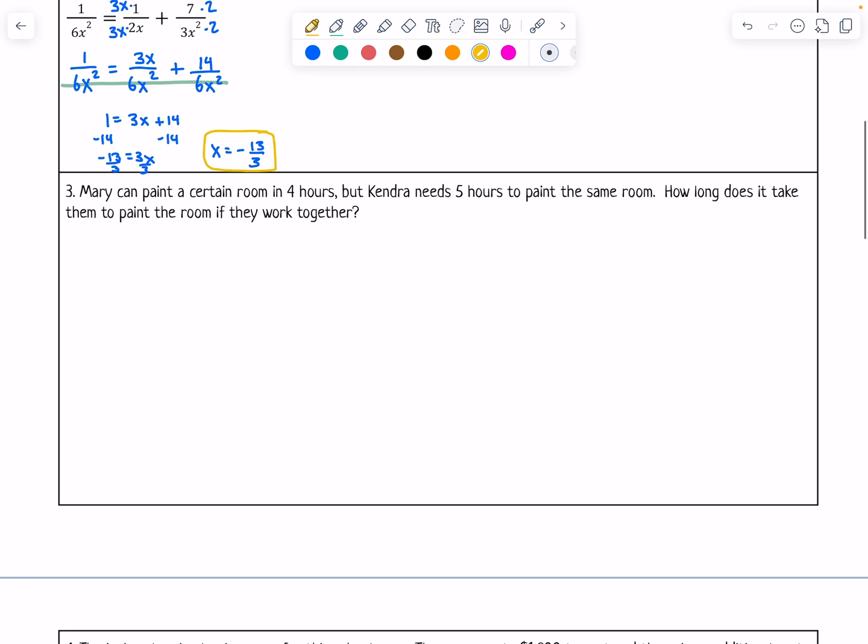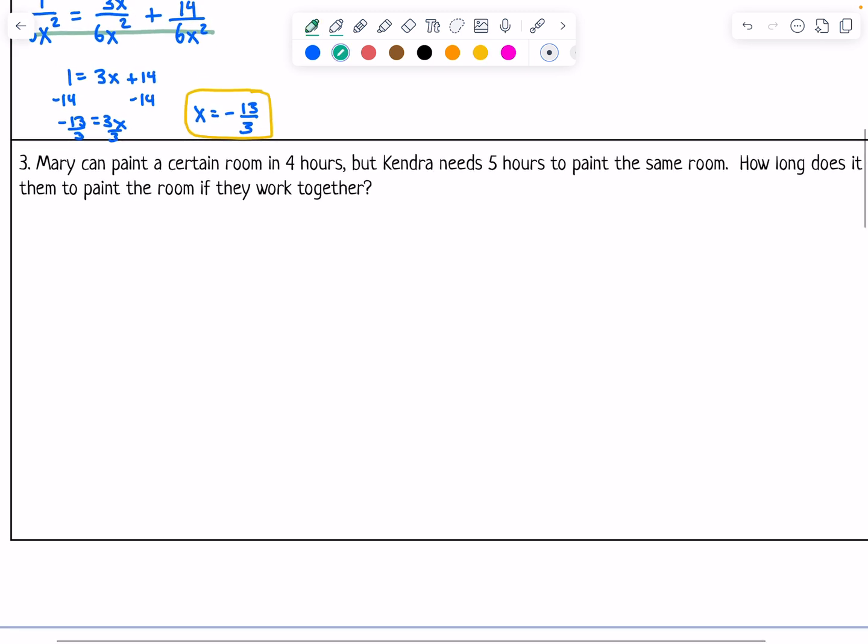So number 3, Mary can paint a certain room in 4 hours, but Kendra needs 5 hours to paint the same room. How long does it take them to paint the room if they work together? So Mary can paint the room in 4 hours. So you want to set up Mary's equation as one room in 4 hours. So 1 over 4.